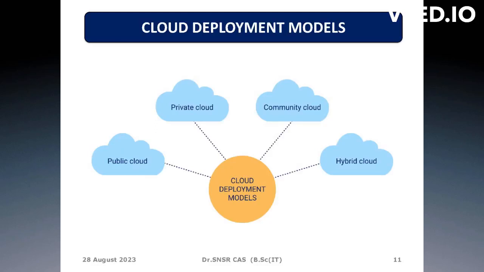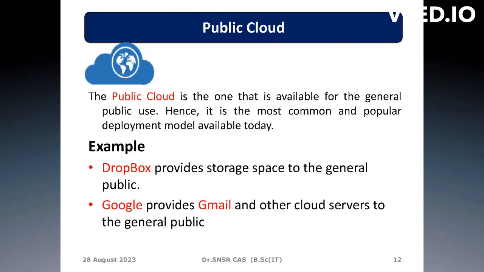Now this is the deployment model, that is, how cloud models are deployed. One is public cloud, private cloud, community cloud, and hybrid cloud. These are the various deployment models. Public means it is one that is available for the general public, hence it is the most common and popular deployment model available today. For example, Dropbox provides storage space to the general public, and Google provides Gmail and other cloud services to the general public.